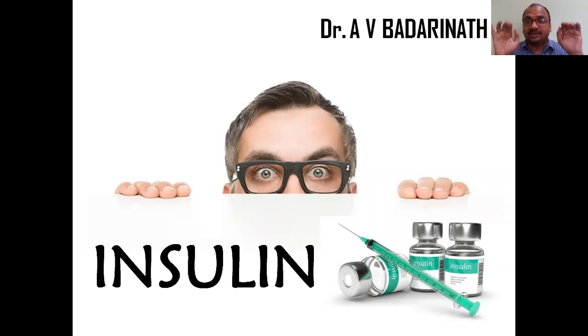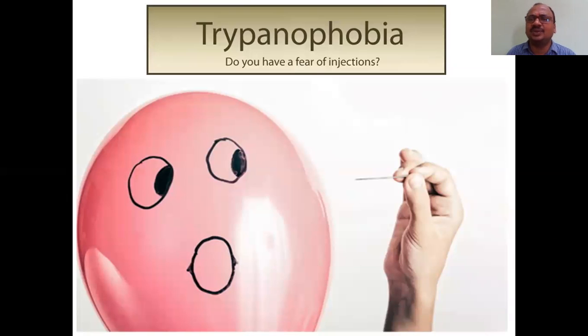See how he is looking at the table. Insulin was there on the table, and he is getting a fear to see it, to take the insulin. He has to take insulin now. So this fear is called trypanophobia.